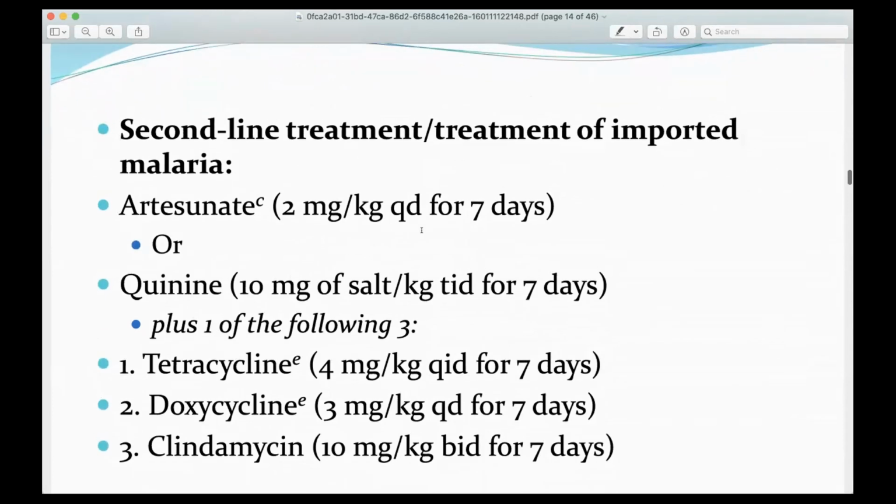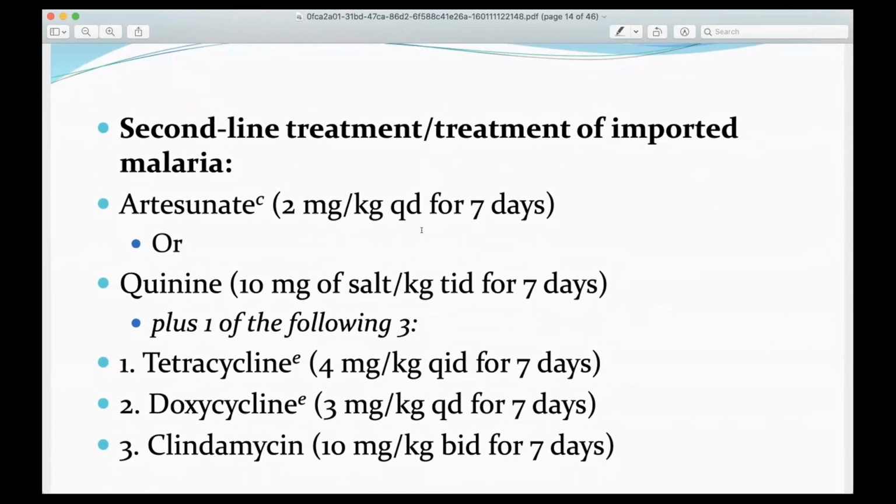Second line treatment of imported malaria is used when the first line is resistant or there is intolerance to chloroquine, because chloroquine has side effects, it creates QT prolongation, especially chloroquine. It has the maximum QT prolongation. So if there is QT prolongation, then there is a chance of VT or arrhythmia and cardiac arrest.